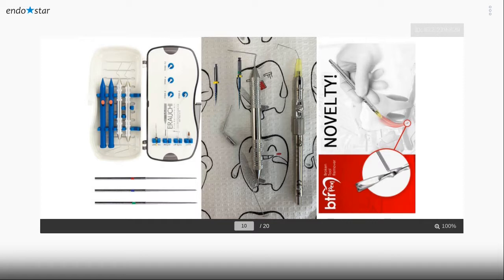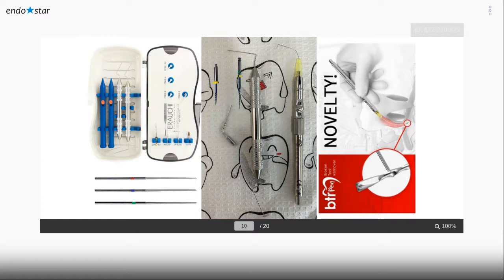I like to use the ultrasonic tip from the Terauchi kit as well, because it's very long and it's very small. It's important to use these instruments for removing files with a very small power in the ultrasonic unit. And these ultrasonic tips from Endostar are very useful as well for exposing the coronal portion of the broken file.